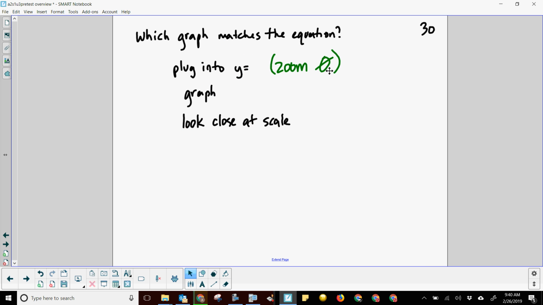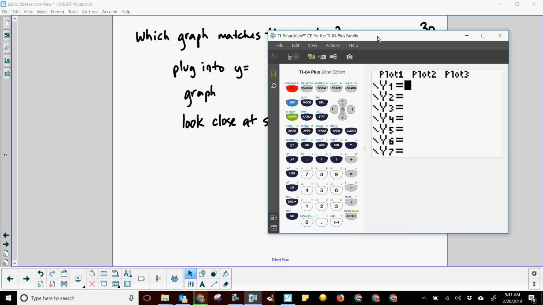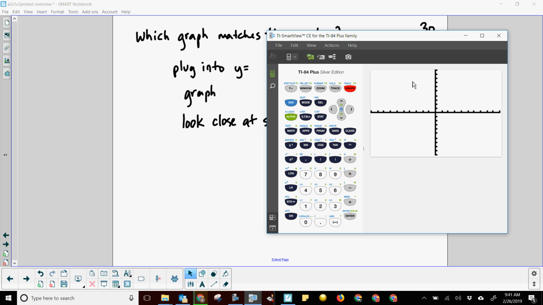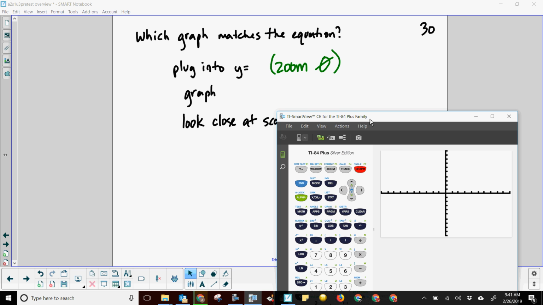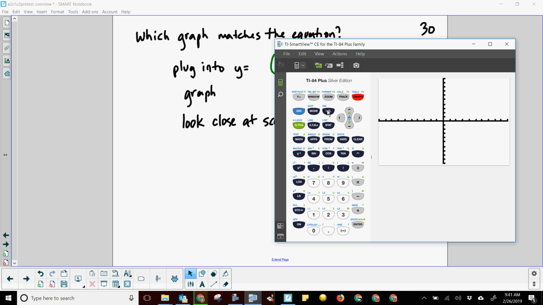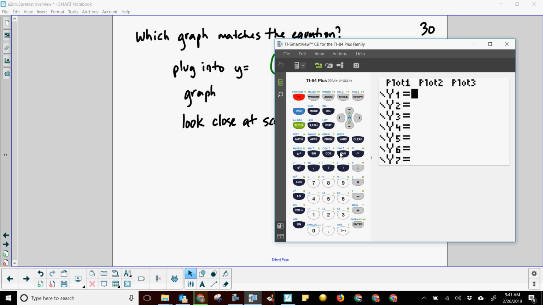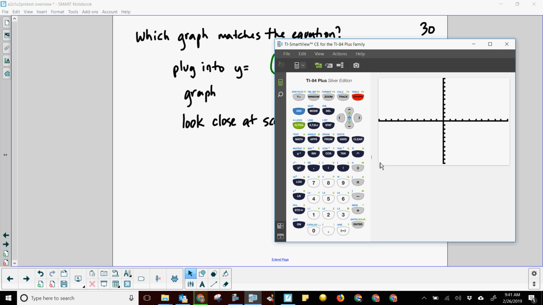Which graph matches the equation? Well, probably the easiest thing to do is go into y equals and type in whatever it is and hit graph, and then look and see, maybe at the vertex point, what's happening. And again, if it doesn't all fit on there, zoom 0, zoom fit will work. So for example, if I did x squared plus 15 and I hit graph, I'm not going to see it. I saw that little flash right there that tells me something happened. But when I hit zoom 0, zoom fit, it's going to show what's actually happening.